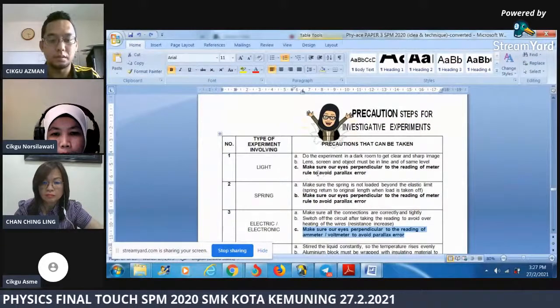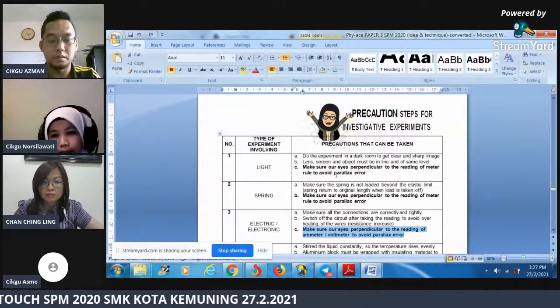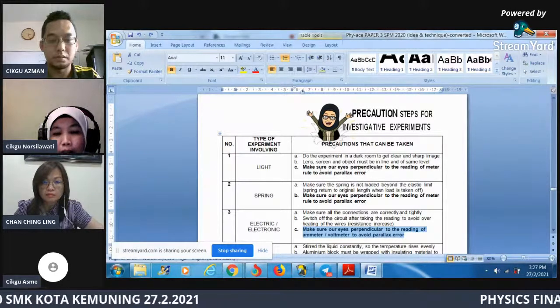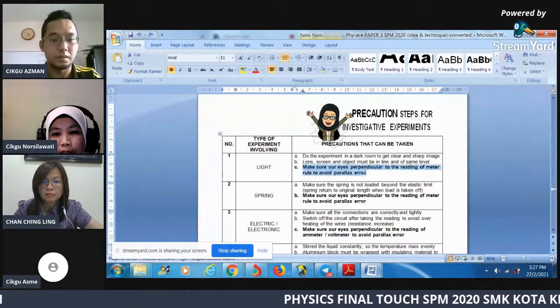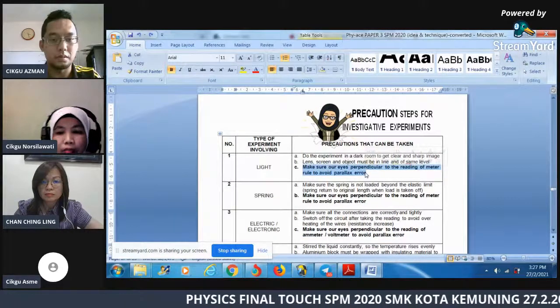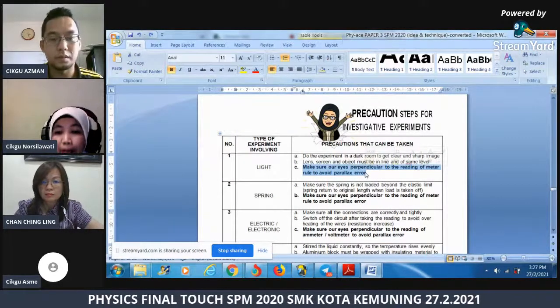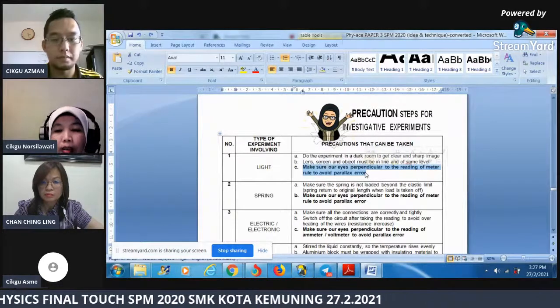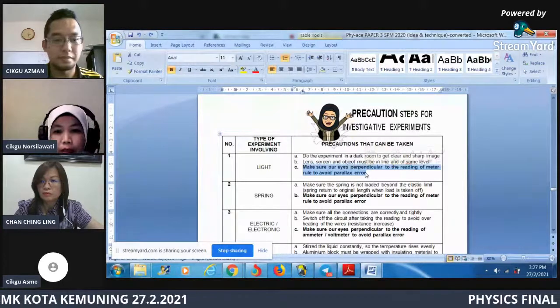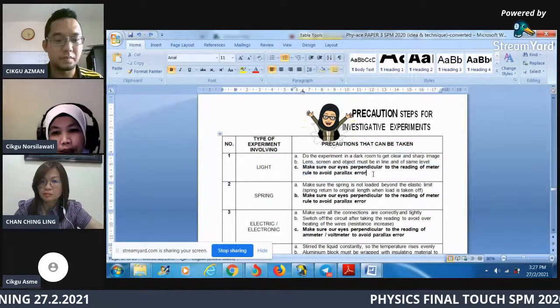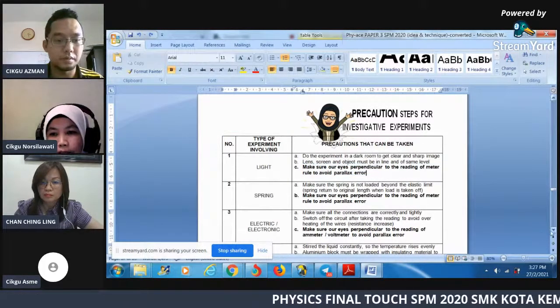Paling tak boleh buat ialah avoid parallax error ni, ya. Yang inilah. Kalau you nak buat juga, make sure mesti start dengan make sure. Make sure our eyes perpendicular to the reading of thermometer, of ammeter, of voltmeter. State the measuring instrument there. Okay, then baru you follow with the avoid parallax error. Okay, setakat ni ada soalan ke, Puan Chan?